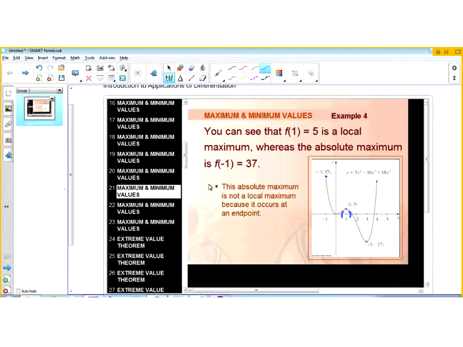But pay particular attention to this note right here. The absolute maximum is not a local maximum because it occurs at an endpoint. If the absolute max occurs at an endpoint, it cannot be considered a local maximum, because typically what we look for in local maximums are points of transition from increasing to decreasing. And this is not a point of transition from increasing to decreasing. It's an endpoint, and in endpoints, you can't have transitions.